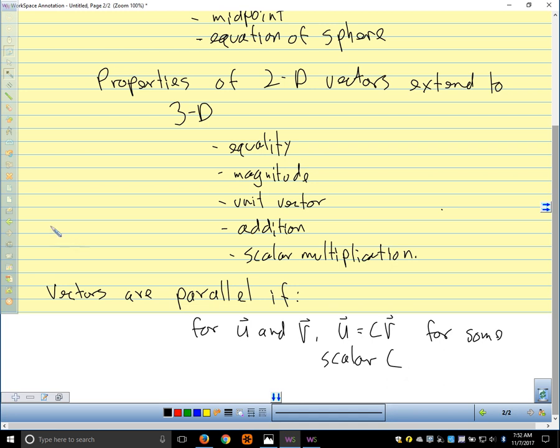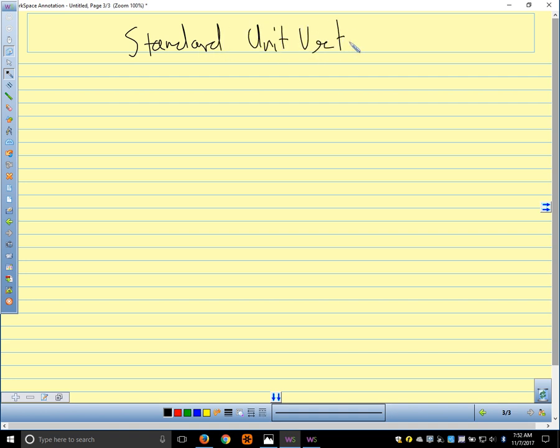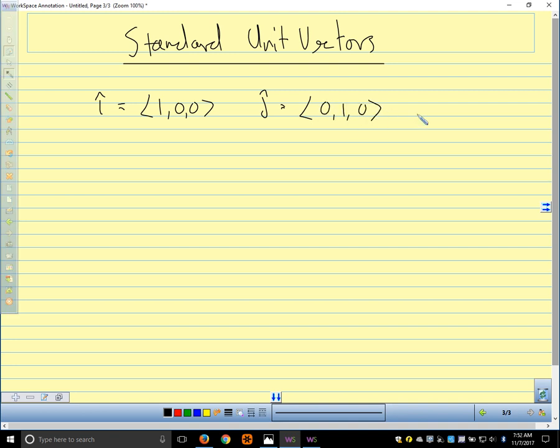In 3 dimensions our standard unit vectors, we just add one additional standard unit vector, and we have to add one component to each of our vectors. I hat is the vector 1, 0, 0. J hat is the vector 0, 1, 0. And k hat is the vector 0, 0, 1.